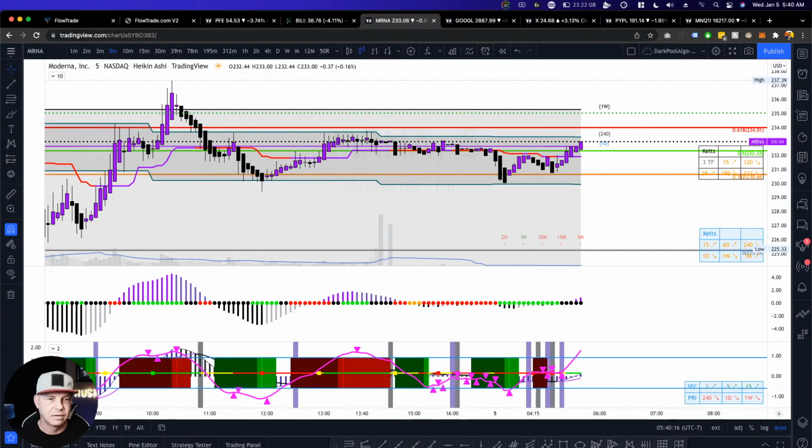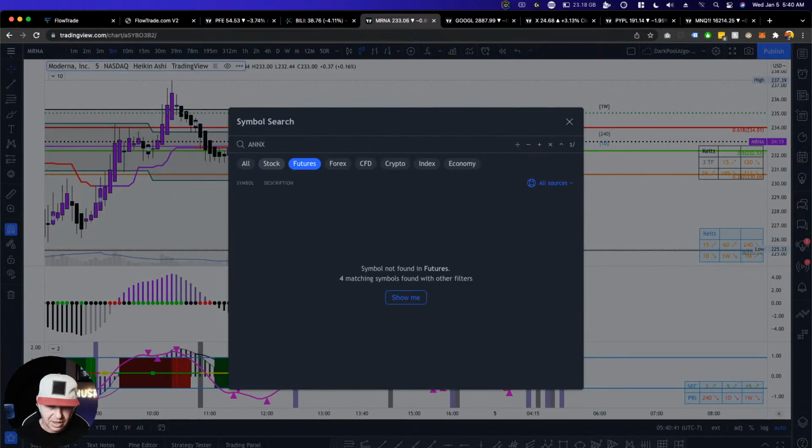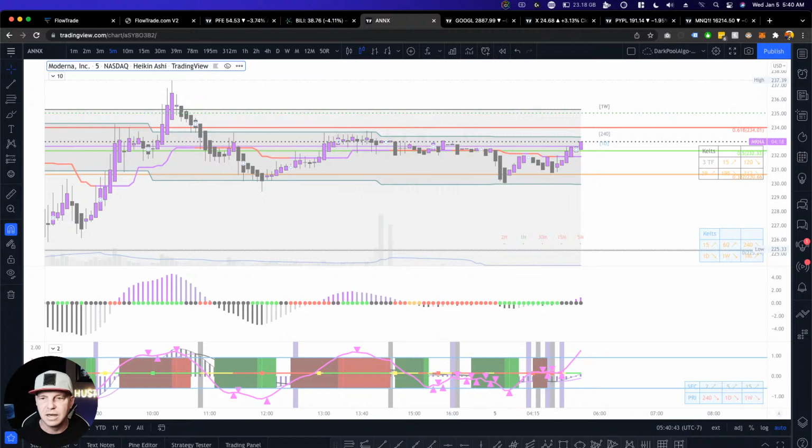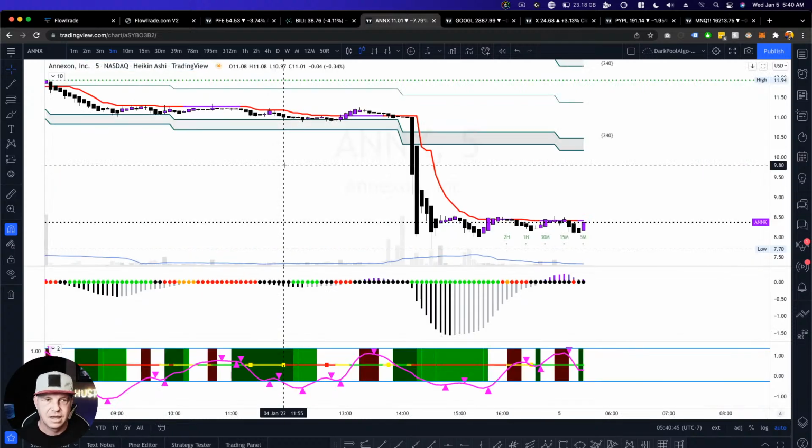There is no news coming out with it, so it's not like we're going to get a news pop, but I think there needs to be some rotation, and I'm having a hard time figuring out where that rotation is. I think it's into the Russell, like I said, possibly into the Dow. Okay, and let's see. Here's a good downside play: ANNX, Annexon Biosciences.